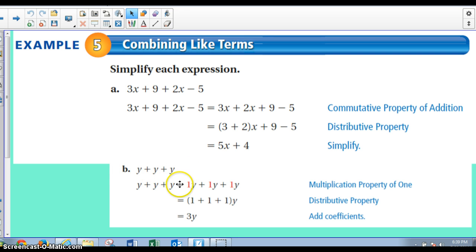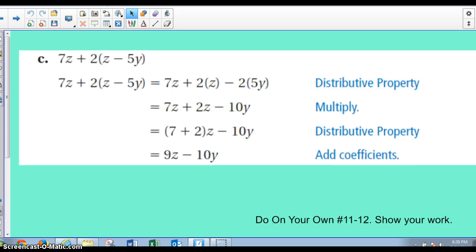Now let's look at B. All these y's are just like saying 1y, 2y, 3y, or 1y, 1y, 1y. Remember I said you always have to have a number with that variable when you first start writing your equation. That is the multiplication property of 1. So 1y means y is the answer. Then you distribute it. Instead of saying 1y, 1y, 1y, we can say 1 plus 1 plus 1 equals 3 times y. A little more confusing, but it'll all come together.